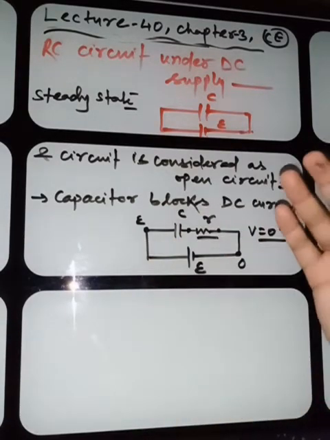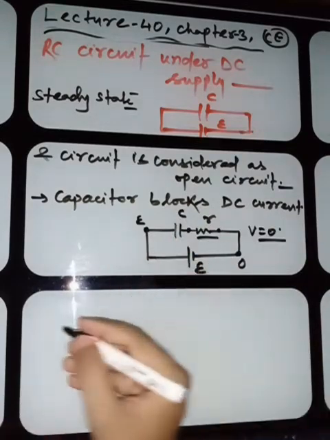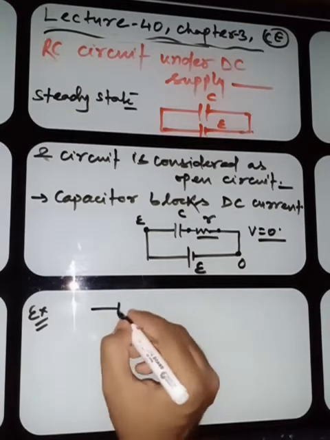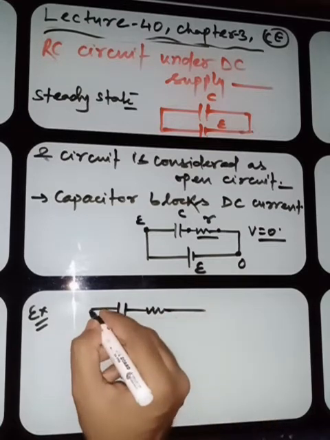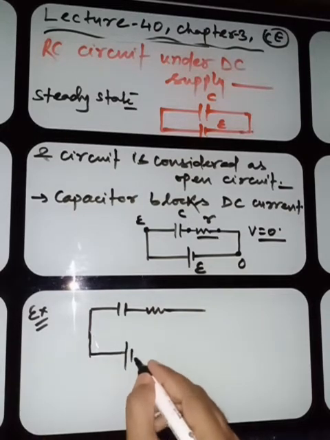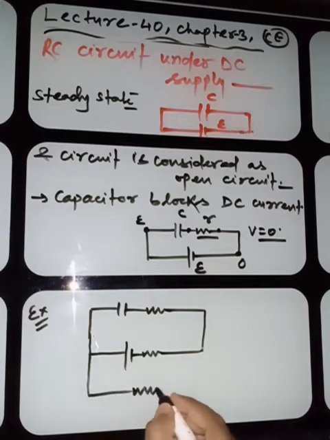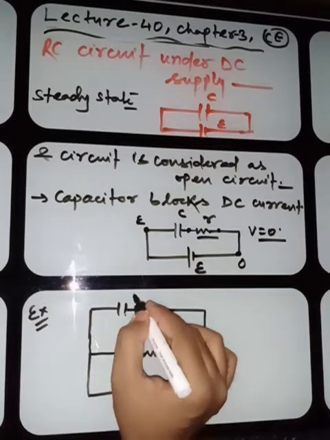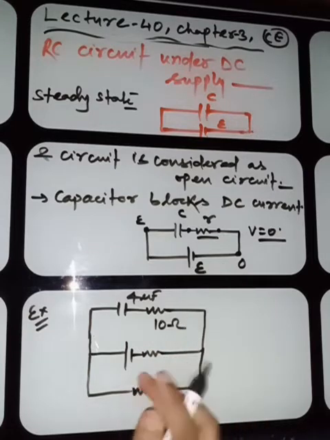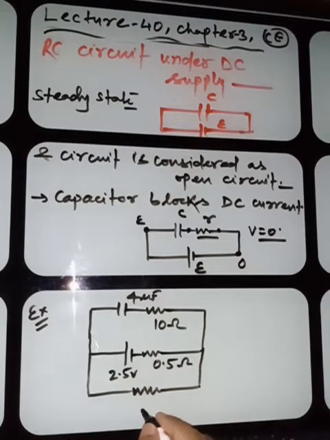I can take a number of examples to explain this, but it would be better if we solve a few questions that will enhance your concept. So the one example I'm taking over here: suppose a capacitor is connected with a resistor, and let me connect a cell with an internal resistance and another resistor. The values I'm giving here: the capacitor is 4 microfarad, the resistor is 10 ohm, the battery is 2.5 volt with 0.5 ohm internal resistance, and here it is 2 ohm.